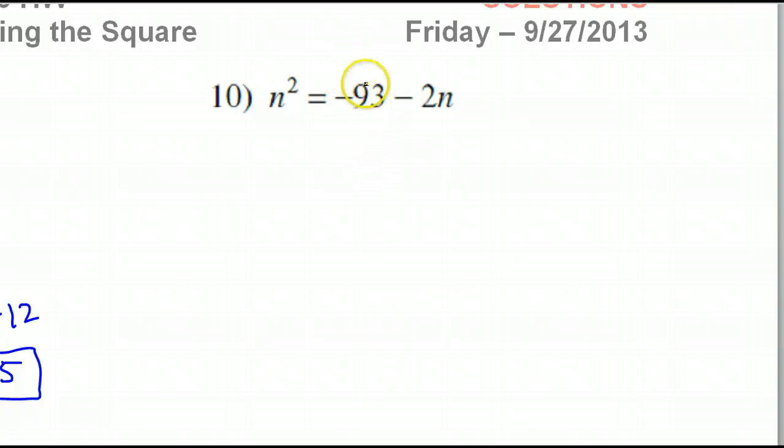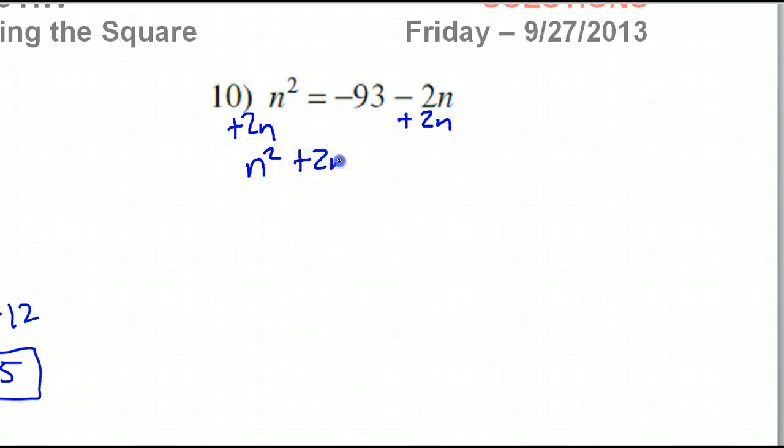For number 10, I'm going to bring everything over to the left. So I'm going to add 2n to both sides. So that's going to give me n squared plus 2n is equal to negative 93. I went ahead and left my space. I'm thinking ahead. Half of 2 is 1. 1 squared is 1.